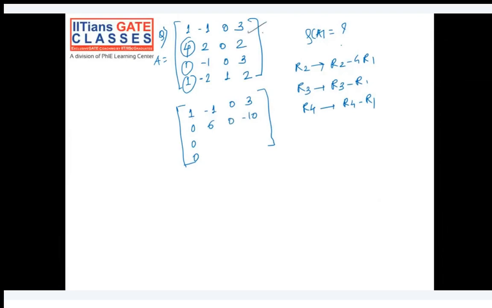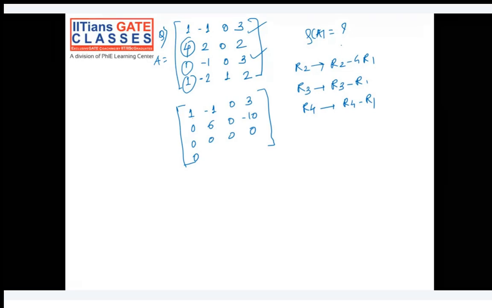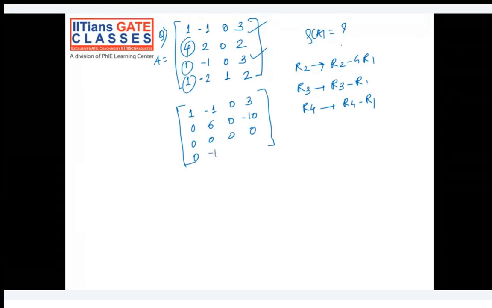So 0, minus 1, 1 and minus 1. Okay, so this is not the echelon form, but at this stage we can judge the rank. You should not follow the complete procedure. At this point, you have to think whether I'll be able to make any other row 0 or not. One row is already 0. You cannot make this row 0.